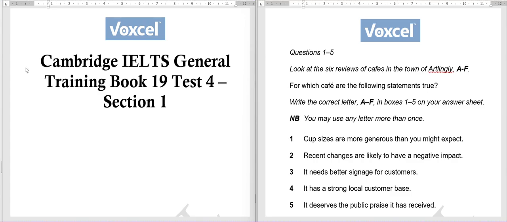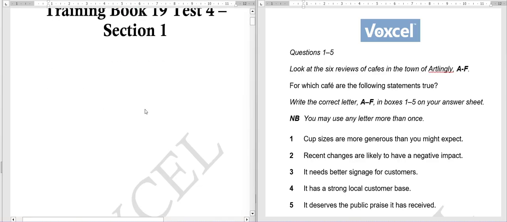In this video, we're going to discuss section 1 of test number 4 of book 19th. Okay, so we have already discussed book number 1, 2, and 3. So now we're going to discuss book number 3 and in that section 1. So without further ado, let's dive right in.